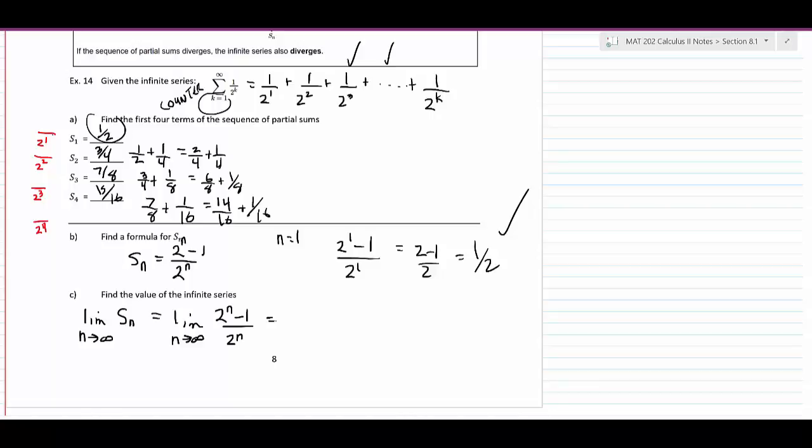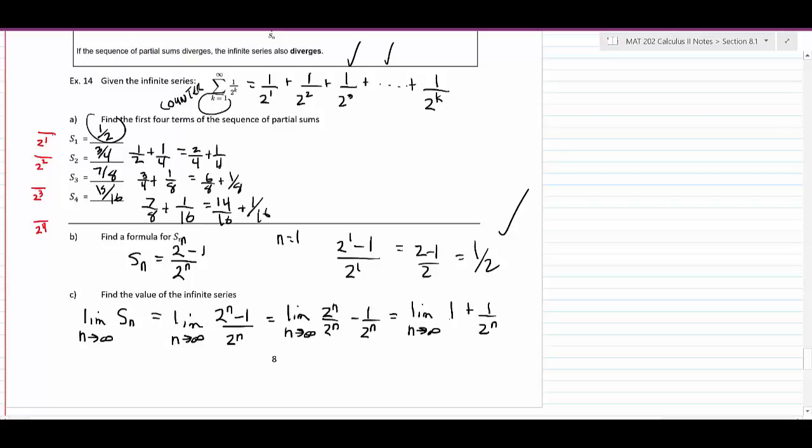What you can do on this is break that fraction up into 2 parts. So let's do the limit as n goes to infinity of 2 to the n over 2 to the n minus 1 over 2 to the n, like that, okay? And I'll write one more step because I want to write it pretty formally. So that's going to be 1 minus 1 over 2 to the n, like that.